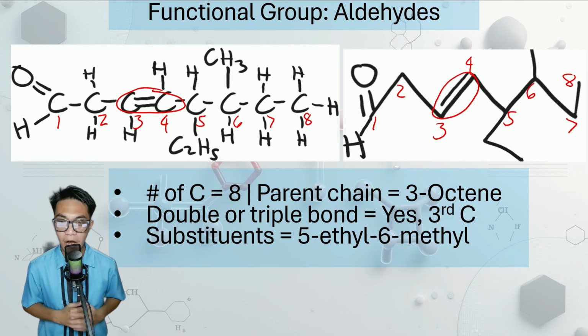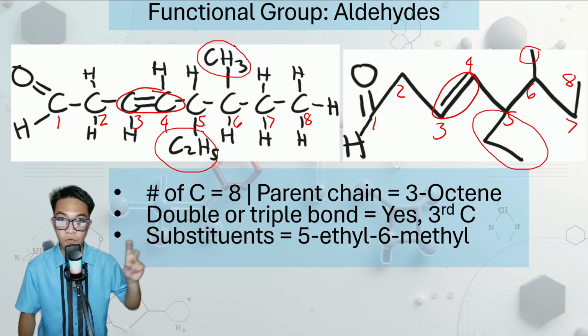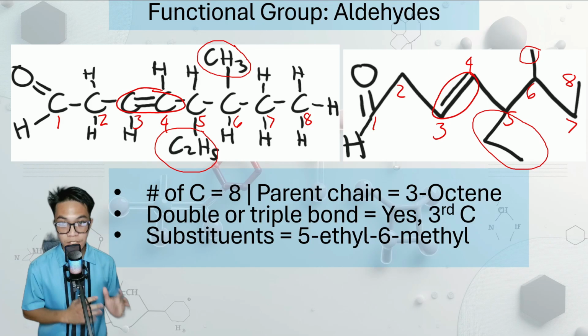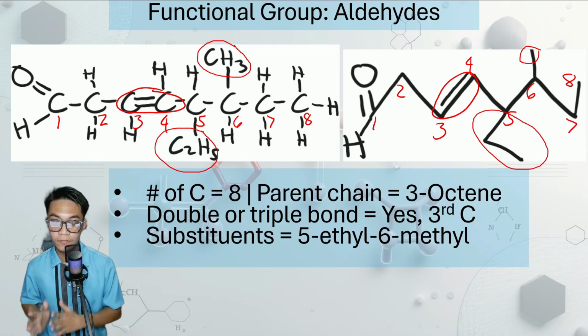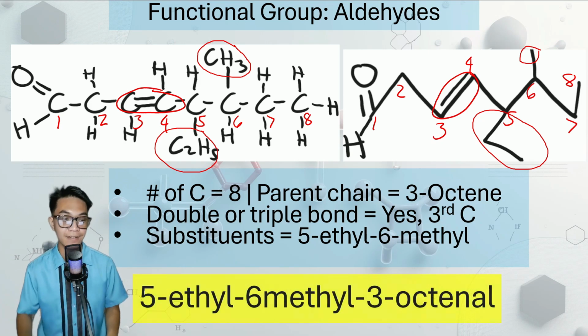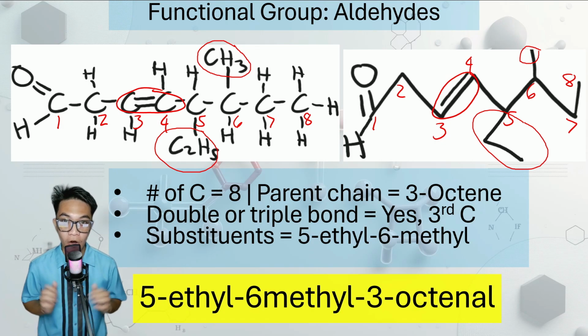And then lastly, our substituents. Let's check. We have a fifth-carbon ethyl and a sixth-carbon methyl. Those are our two substituents. Now that we have all the variables that we need, it's time to combine them: substituents plus the parent chain, then that is the name of our aldehyde. So this specific aldehyde is called 5-ethyl-6-methyl-3-octenal.